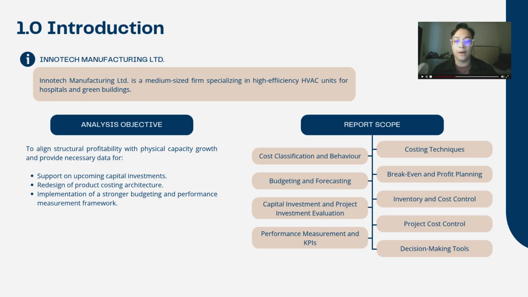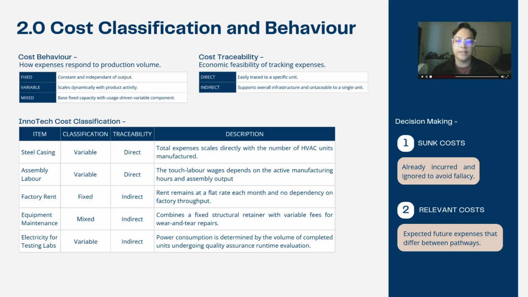To do this, our scope spans across several critical domains, ranging from cost classification and job costing techniques, which I will cover next, all the way to budgeting, project evaluation, and decision-making tools handled by the rest of the team. Moving into Chapter 2, we establish our financial groundwork by classifying our cost based on two pillars, cost behavior and cost traceability. First, cost behavior looks at how expenses respond when production volumes change.